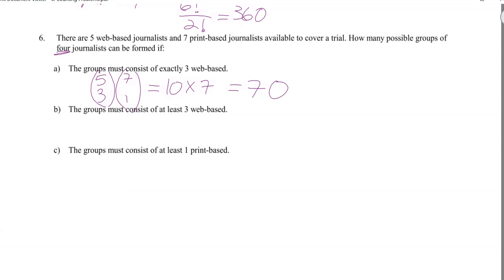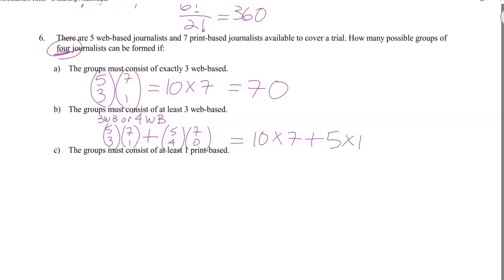The group must consist of at least 3 web-based. So that's 3 web-based or 4 web-based, and the reason is we only want 4 journalists. So 5 choose 3, 7 choose 1, or 5 choose 4, 7 choose 0. So we know what that is. That first bit is 70. So it's 10 times 7 plus 5 choose 4, which is 5 times 1, and that will be 75.